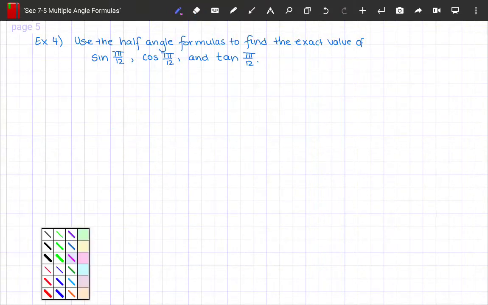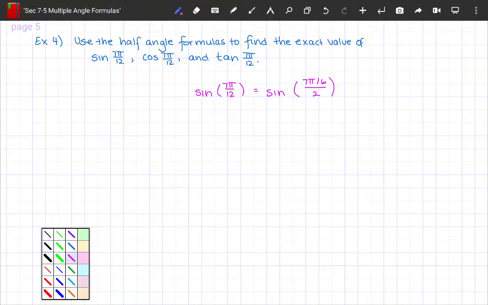Instead, assume that u over 2 is 7 pi over 12. That means u is 7 pi over 6. That's an angle we can deal with. So here's the way it's going to look. The sine of 7 pi over 12 is equal to the sine of 7 pi over 6 over 2.